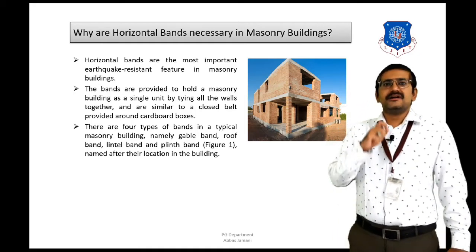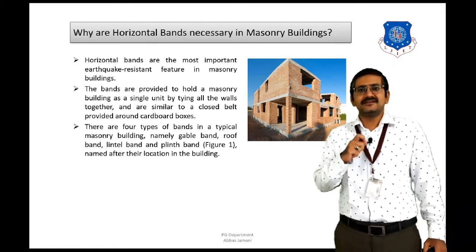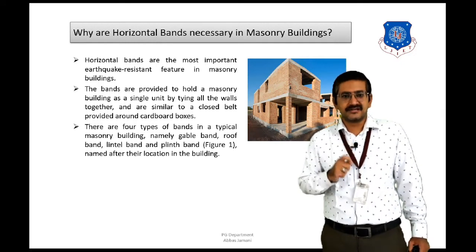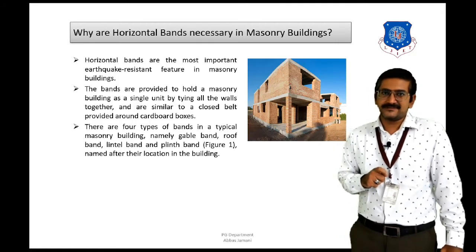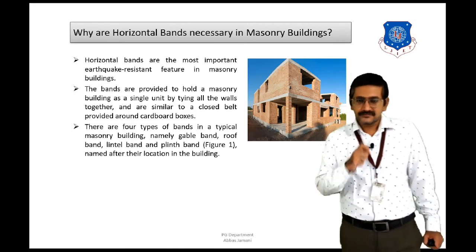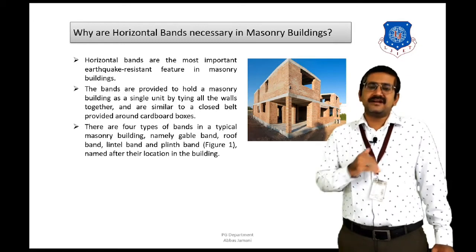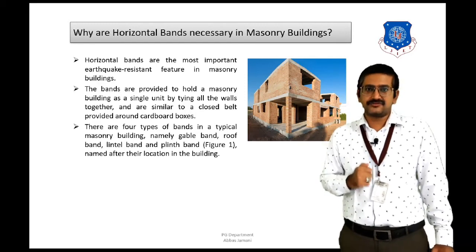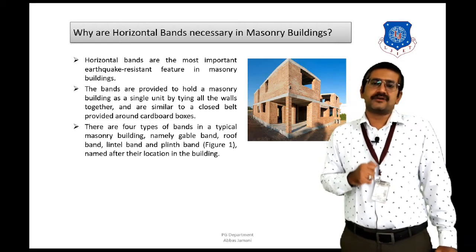Right? So now coming back to the first point, that is the box section. In order to achieve this box section, there is one more component that we are going to focus on in this lecture, and that is the horizontal band. So we are going to discuss why horizontal bands are necessary in masonry buildings. First we need to understand the objective of these horizontal bands. It is called a horizontal band because it lies in the horizontal plane. However, the location varies along the height of the building. So the horizontal bands play an important role in good performance of masonry buildings.